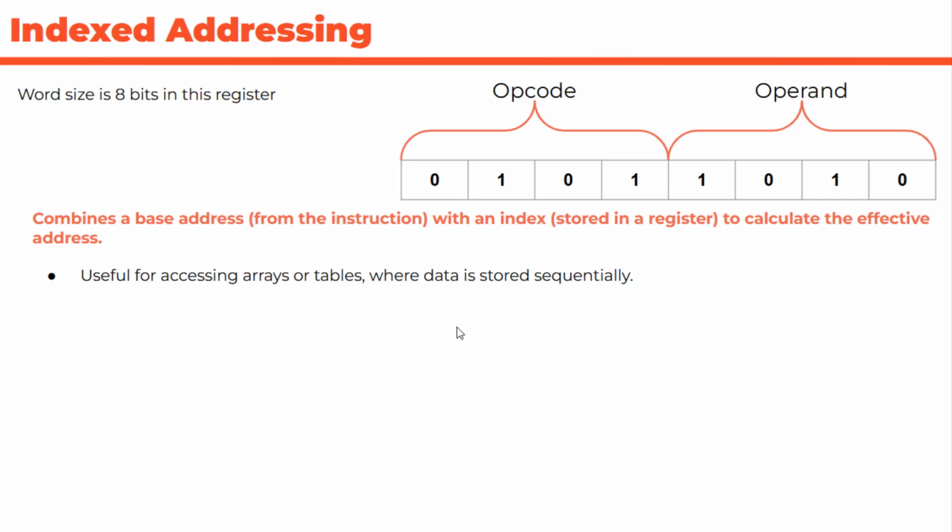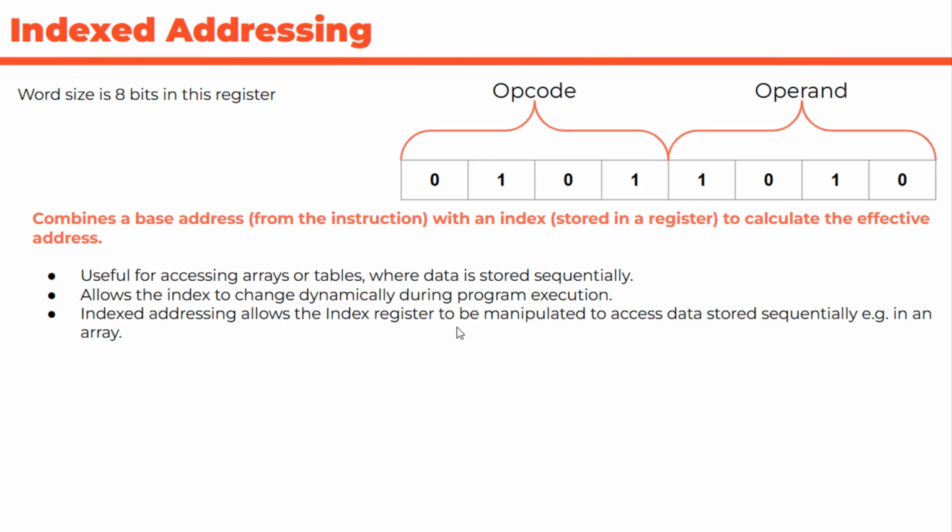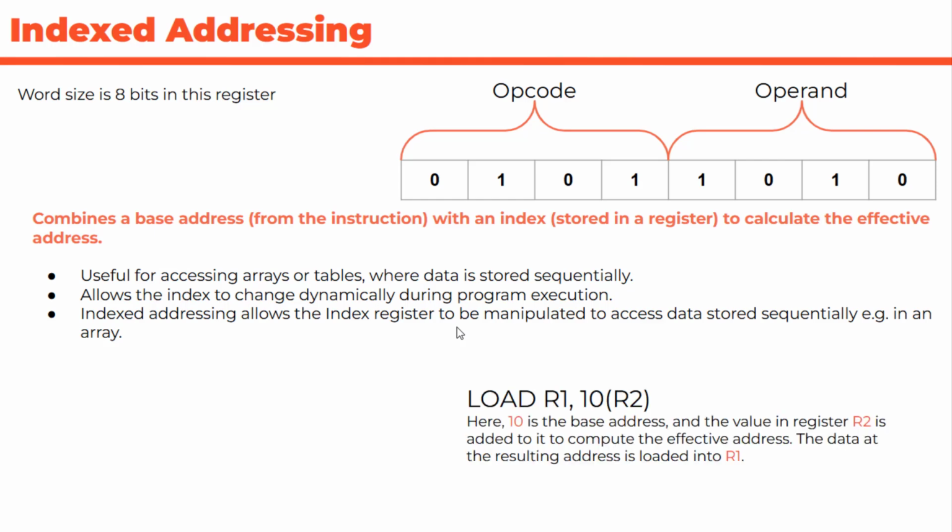So this is useful for arrays or tables where data is stored sequentially. And again, it needs to be contiguous because we have to go one after another from array position 0, position 1, position 2, position 3, etc. It allows for the index to change dynamically during program execution, and indexed addressing allows the index register to be manipulated to address data stored sequentially, i.e. in an array. So you can see here I've got load R1, 10, R2, and here 10 is the base address, and the value in register R2 is added to it to compute the effective address.